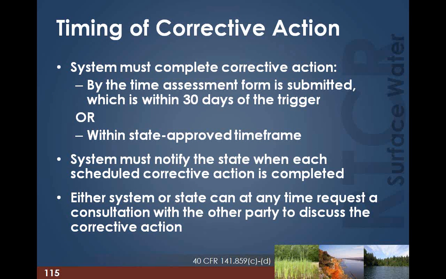So first, the timing of the corrective actions. We touched on this a little bit yesterday, but we'll go over it again. The system, to satisfy the treatment technique requirements, must complete the corrective actions either within 30 days of the original trigger event, and therefore it's recorded in the form that's submitted, or it has to complete the actions within a state-approved time frame. And that state-approved time frame might be an additional 2 weeks, it might be an additional 2 years, and there might be multiple corrective actions, interim corrective actions, and you heard Nancy mention that. There's things that the system can do in the meantime to respond until the ultimate solution is implemented.